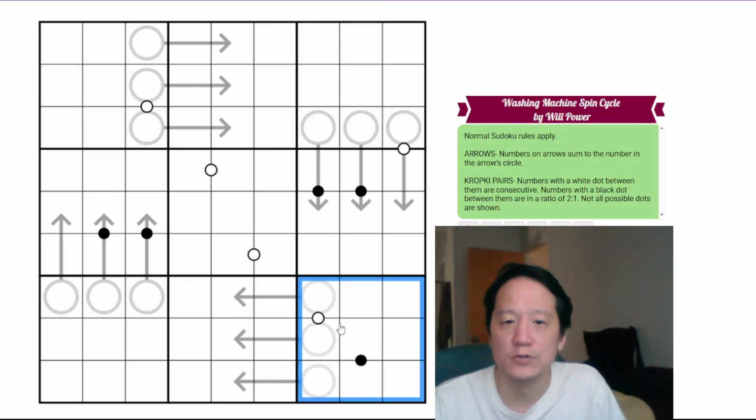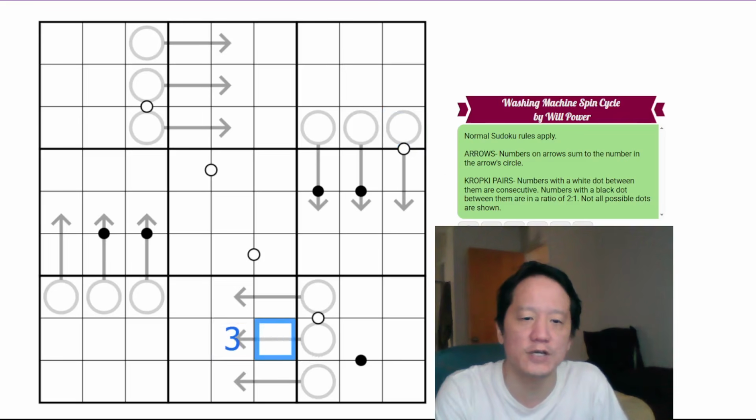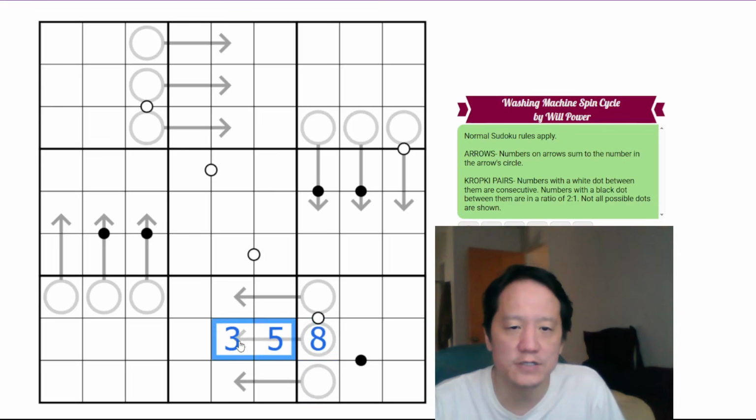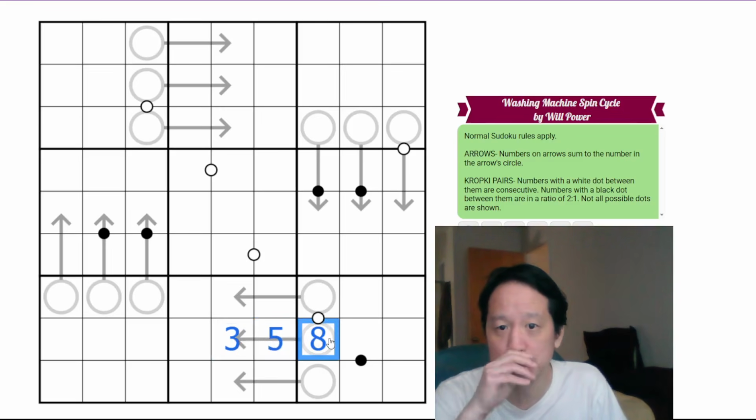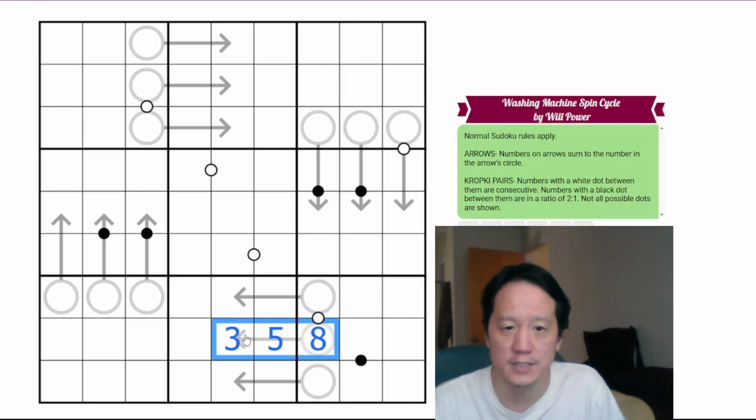We have arrows, where numbers on arrows sum to the number in the arrow's circle. So, for example, if this were, say, 3 and 5, this would have to be 8, because these two digits along the arrow must sum up to the digit which is in the arrow's circle, which it does. 3 and 5 add up to 8.